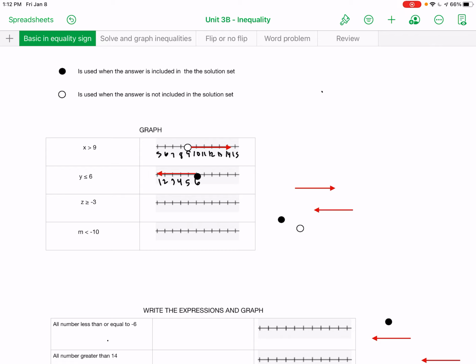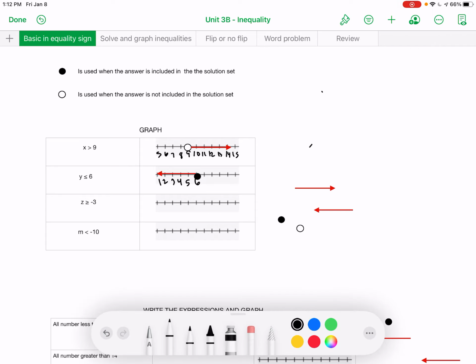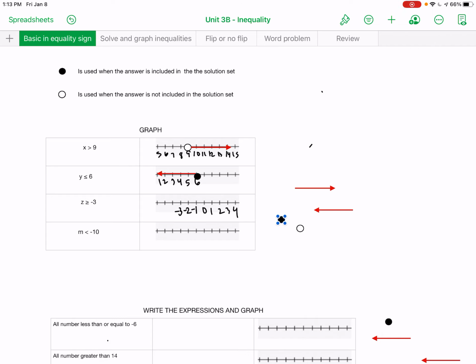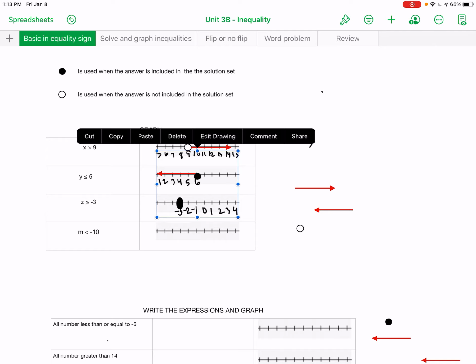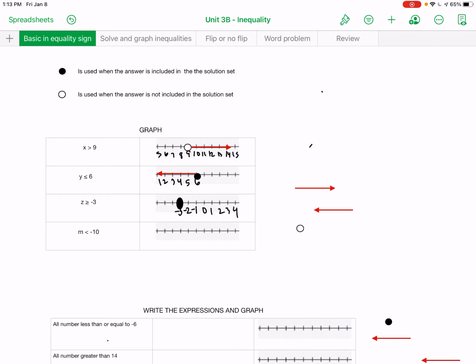Z is greater than or equal to, or you could say Z is at least -3. So we're going to say -3, -2, -1, 0, 1, 2, 3, 4. It's going to include -3, so it's going to be a closed circle. Now it's pointing to the left, so I'm going to grab my arrow, and there you have it.